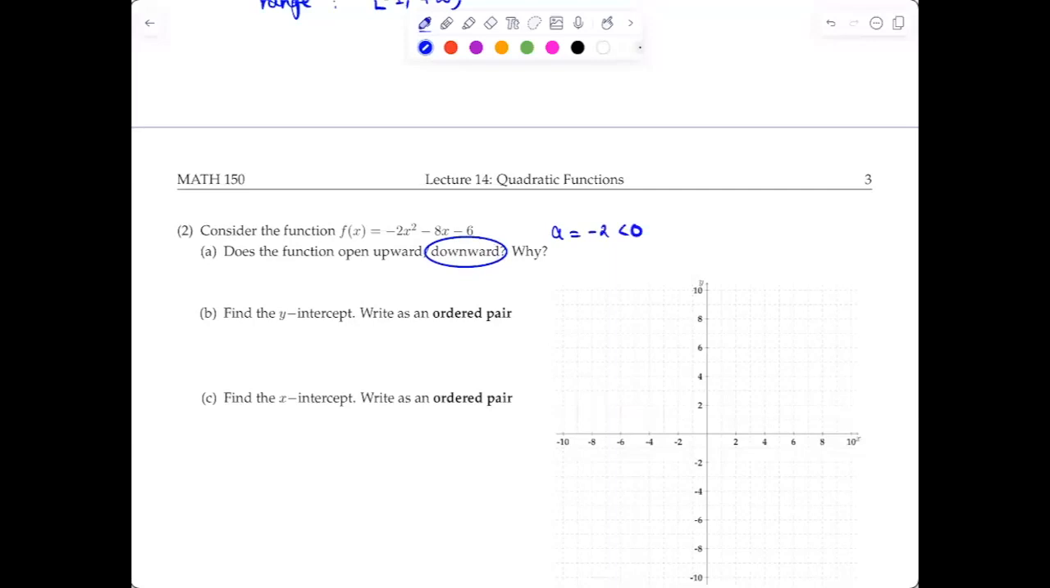Now, what is the y-intercept? Again, x equal to 0 when you find the y-intercept. So y is equal to -2 times 0 squared minus 8 times 0 minus 6, equal to -6. So the y-intercept is (0, -6).